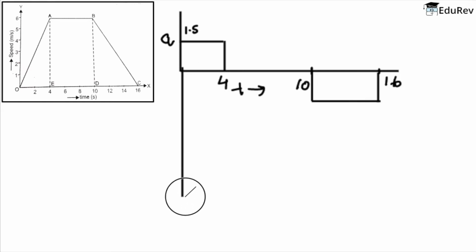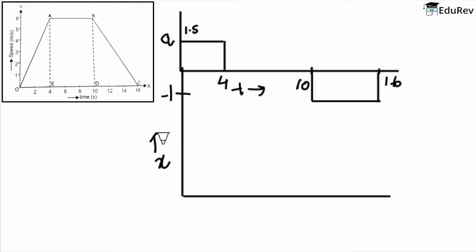Similarly, we can plot our x-t graph as well. In the first part of motion, from time t equal to 0 till time t equal to 4, we know it's a constant acceleration motion. So our x-t graph would be a parabola, and the final position we calculated was 12 meters.